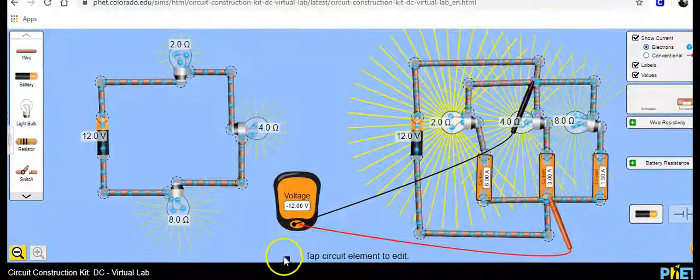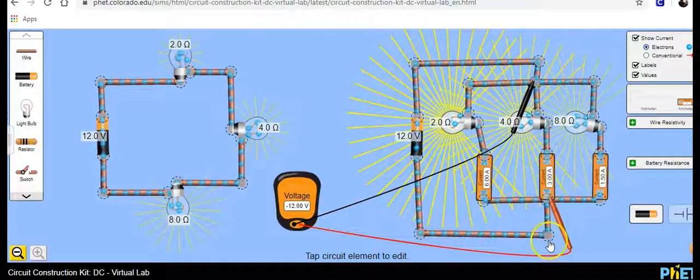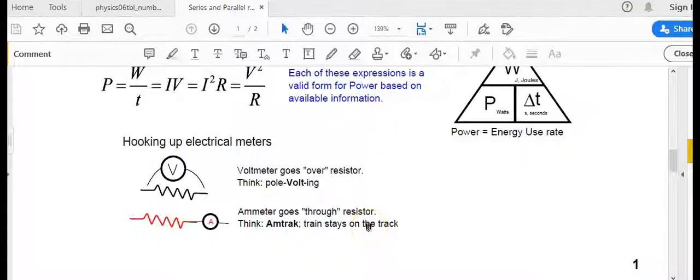So let's take a look. So here is the voltmeter. It goes over. It goes from this point over to that point. So I use a little mnemonic. It's pole vaulting, like pole vaulting when you jump over the bar. This is pole vaulting. And here is an ammeter. And so this goes through. The electrons have to go through it to be measured. The ammeter goes through the resistor.